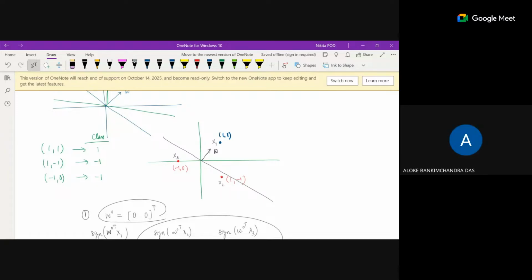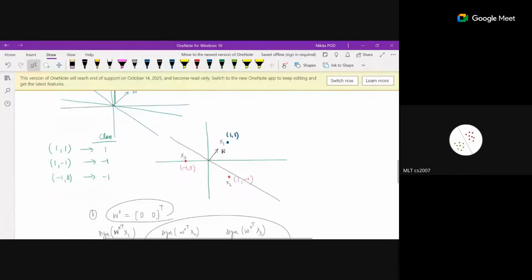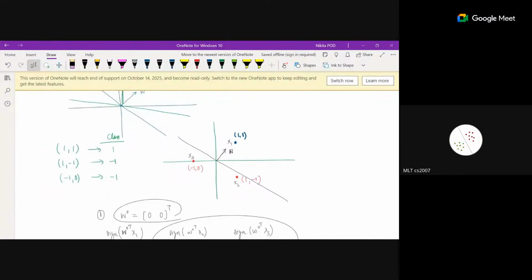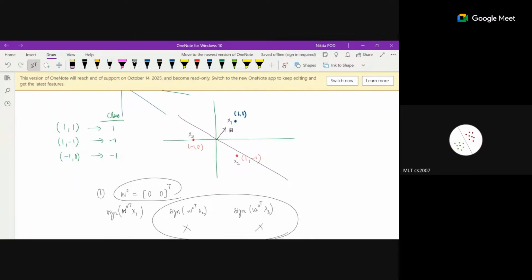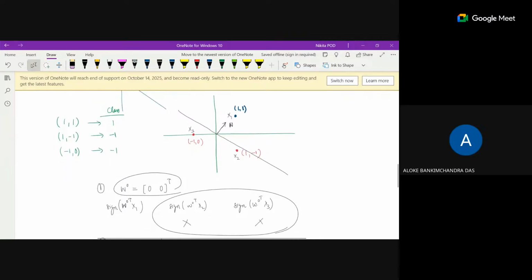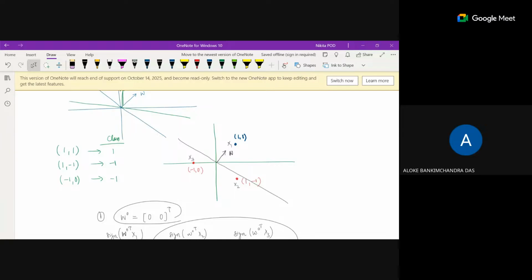Then is 0, 0 not the right approach, or what should you do in that case? No, the perceptron algorithm, 0, 0 is just where you start. So the algorithm itself does not have a problem here. Whatever initialization you do, the number of runs might increase, but ultimately you will converge. But in this particular case, it is not converging. So that is my question.